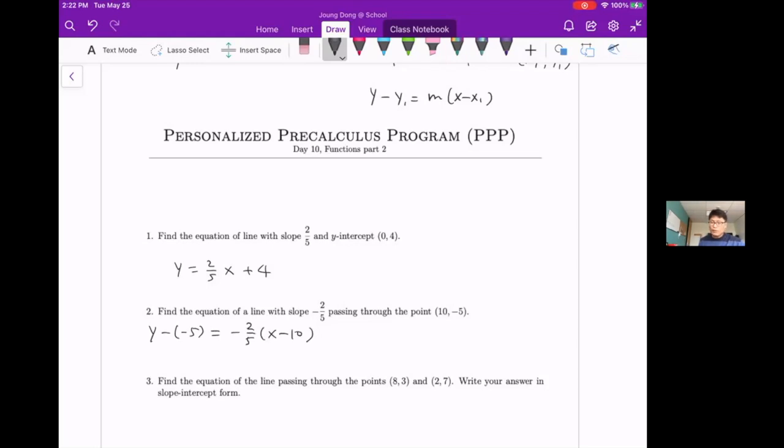Still, we have to solve for the slope-intercept form, okay? So let me solve for y, and let me simplify a little bit. y plus 5 is equal to negative 2/5 x plus 4, okay? And minus 5 on both sides, then your answer is y equals negative 2/5 x minus 1. Is that okay? And what about number three?